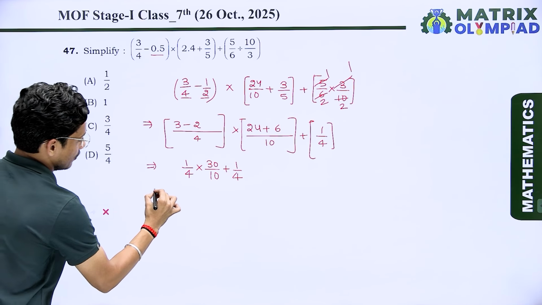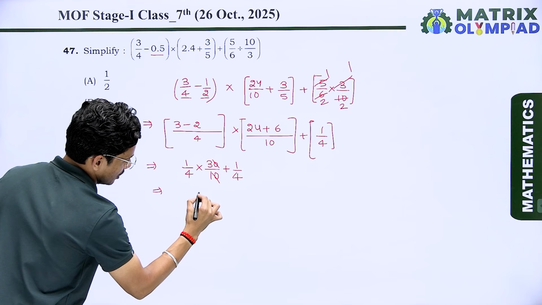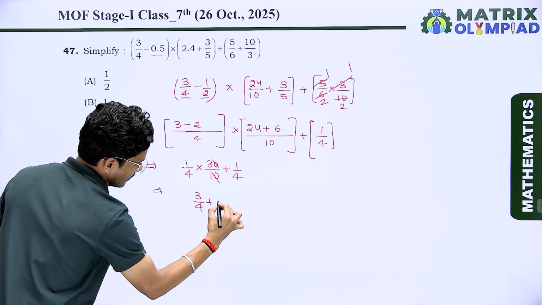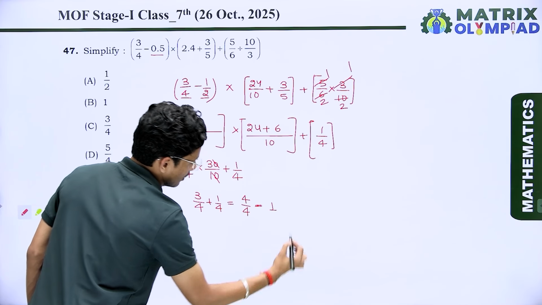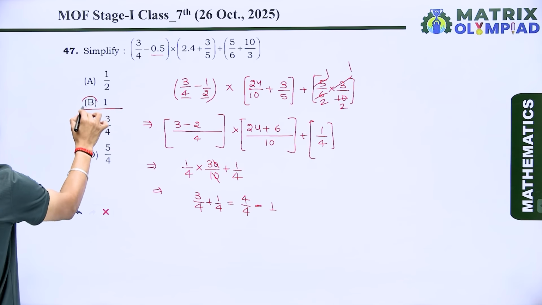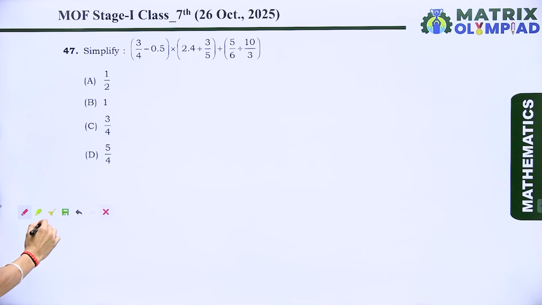When we simplify it, we can say 0 and 0 cancel out, 3 upon 4 plus 1 upon 4. It means 4 upon 4. The answer is 1. So check where 1 is here. So it means option B is the correct answer.